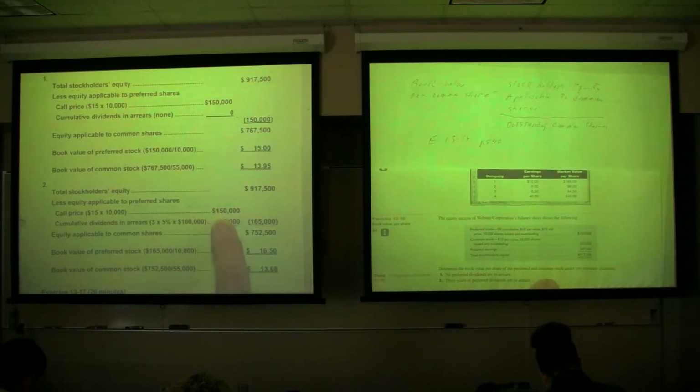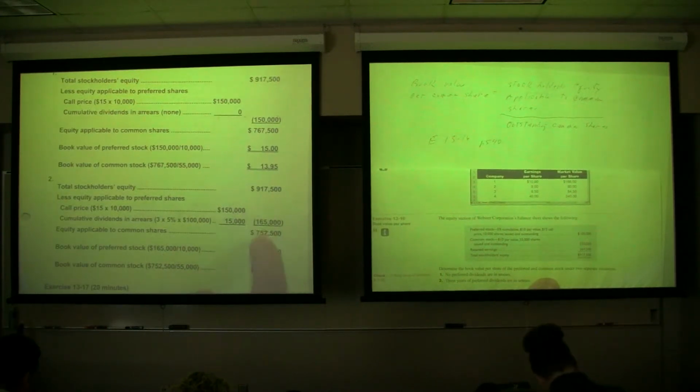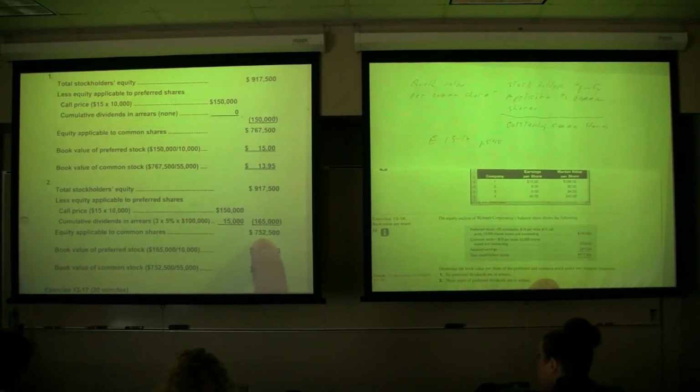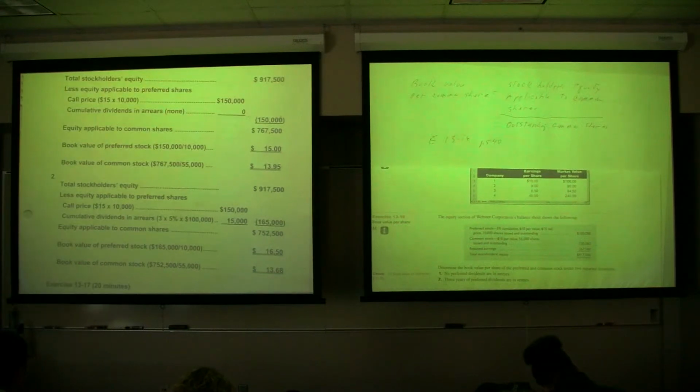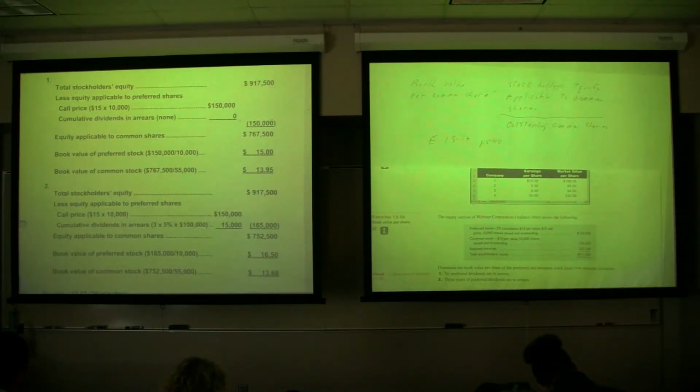Then the amount due the preferred, those two added together, then the preferred from the total gives you what's left, gives you the common. So this 165 divided by the 10,000 shares outstanding gives you the preferred, and the 752,500 divided by the number of shares outstanding gives you the book value of the common. And those are just kind of starting points for negotiations. What's the business worth?